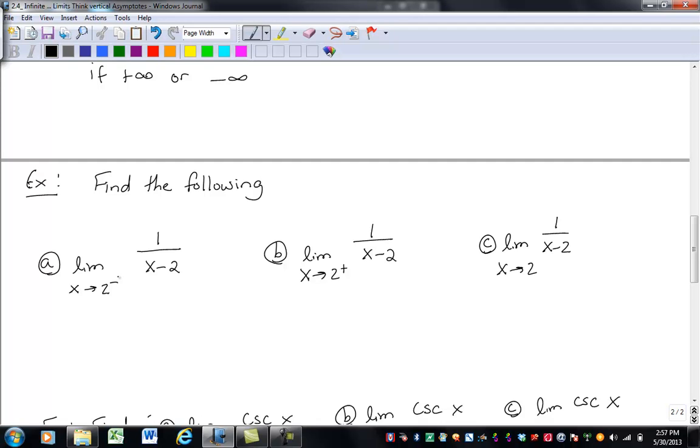So what I want to do is plug in a number that's a little bit smaller than 2 and see if it's positive or negative. If it's positive, it has to continue up to positive infinity. If it's negative, it goes down to negative infinity when it hits the asymptote.